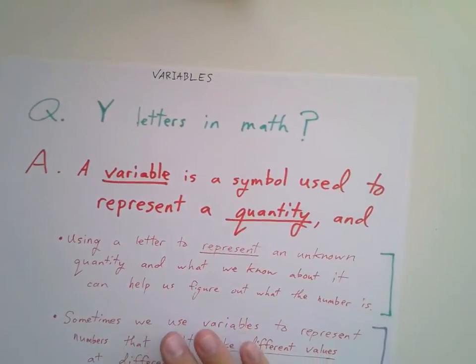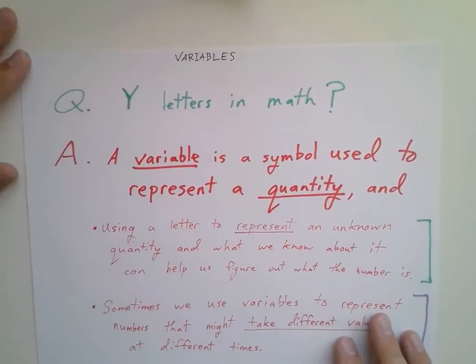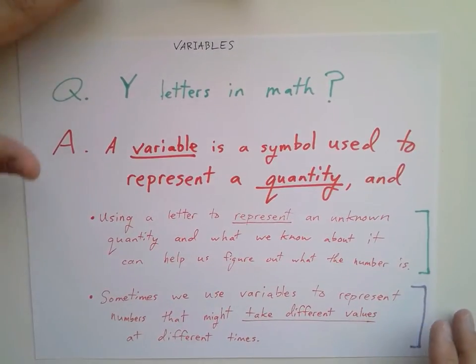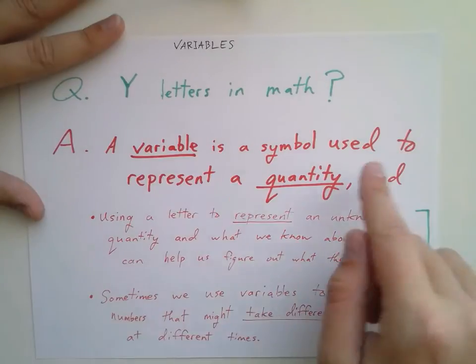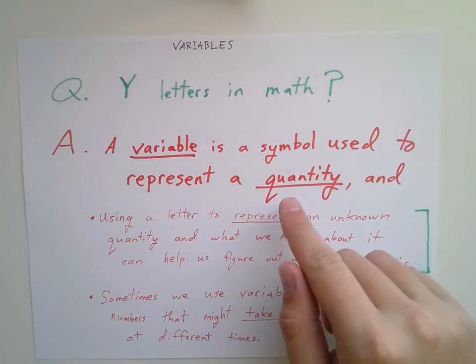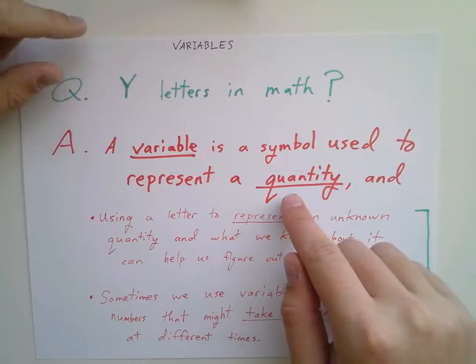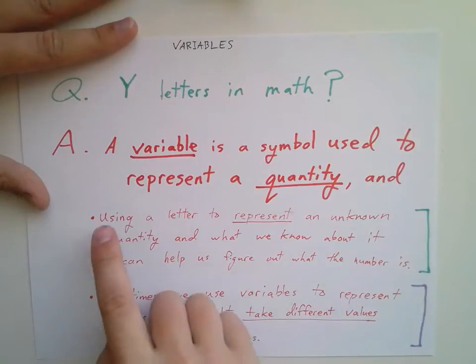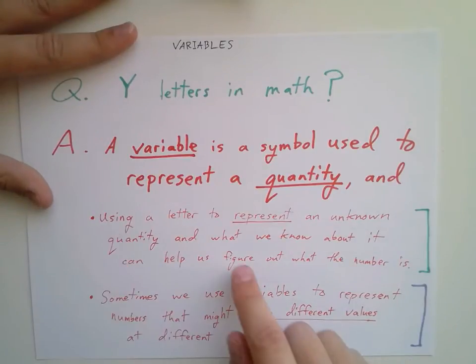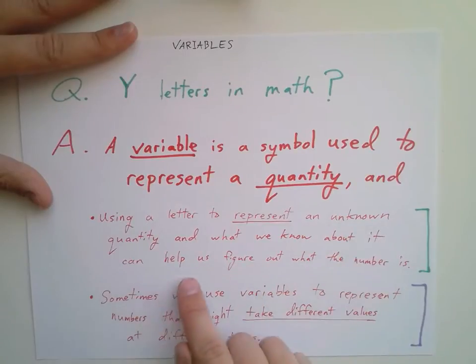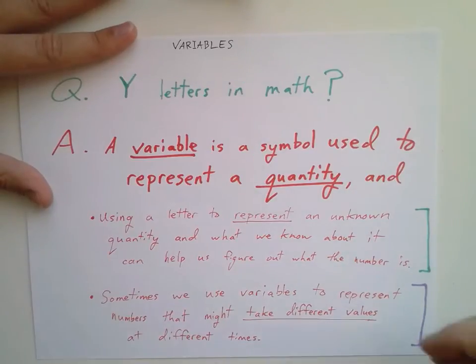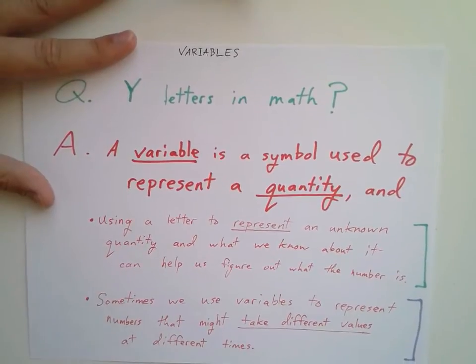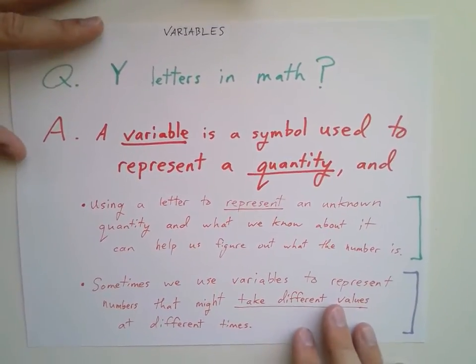So, first thing on your notes worksheet, why letters in math? A variable is a symbol used to represent a quantity. So that's your letter that's in the math, like X or whatever. It's called a variable. And the reason that we have them is, first, using a letter to represent an unknown quantity, and what we know about that quantity can help us figure out what the number is. So if you don't know what the number is, you can write an equation that has a letter to represent it and then figure out what it equals.